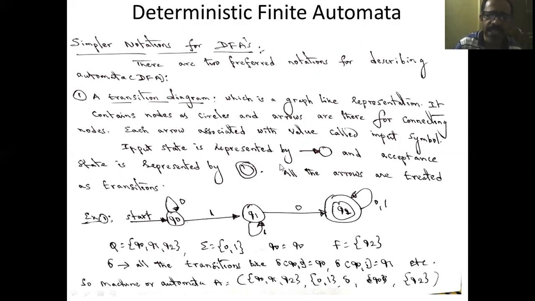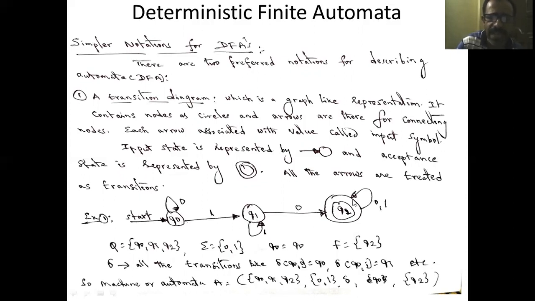So what is a transition diagram now? A transition diagram is a graph or digraph which contains all the states. Those states are represented by circles. Please observe here: there are two separately designated states. One is the initial state, another one is the acceptance state or final state. The initial state is recognized by this arrow. If an arrow is there with any state, that state is treated as the initial state, and the machine should start with the initial state. The initial state is represented by an arrow, the acceptance state by a double circle, and all the remaining intermediate states by circles.